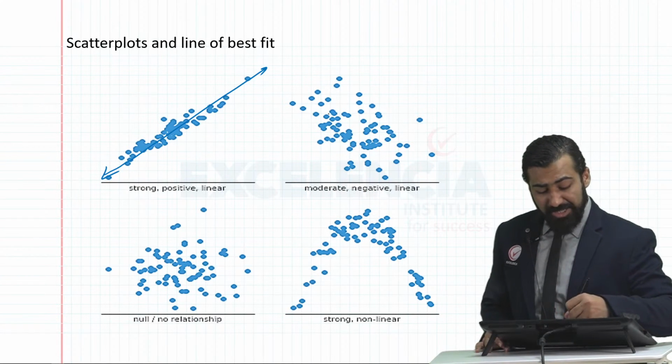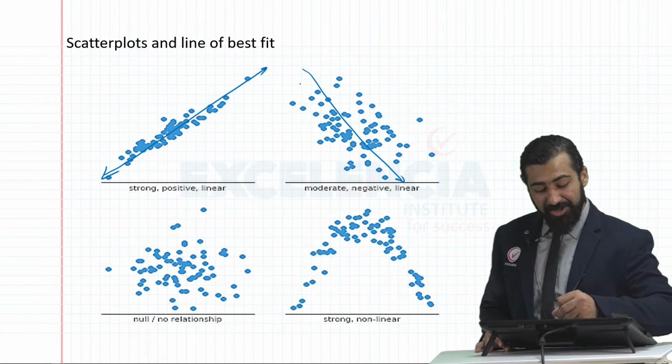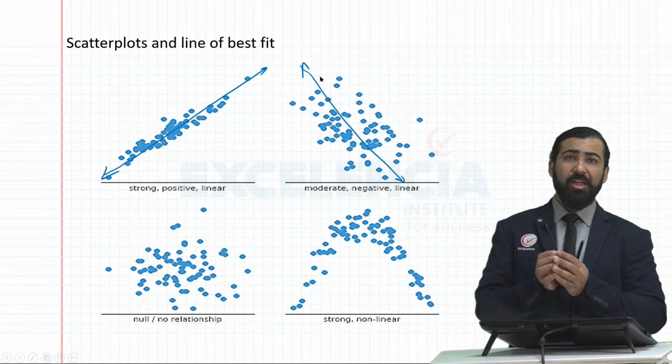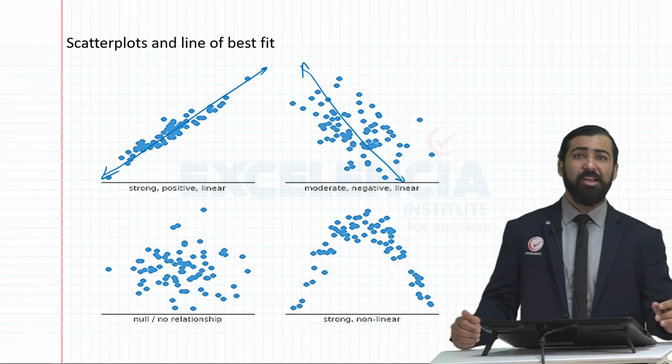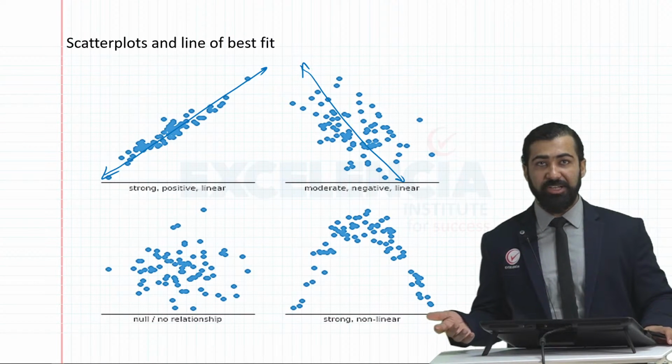In the second case, still you can observe that there's some pattern here. The line of best fit goes like this. The values are a bit far from this. So either it's moderate or low correlation depending on the data.